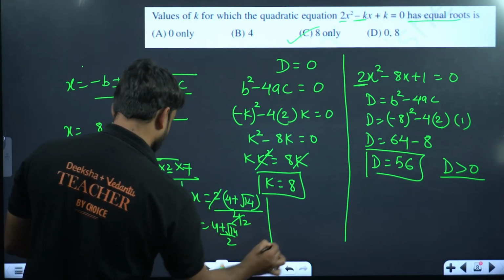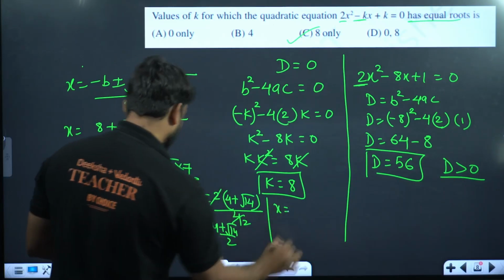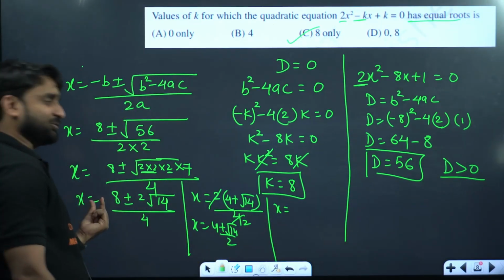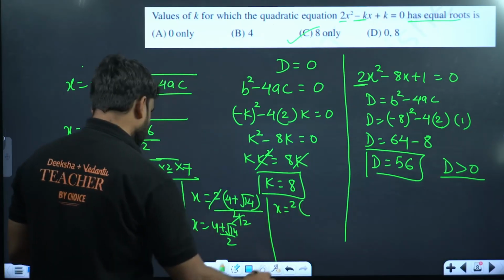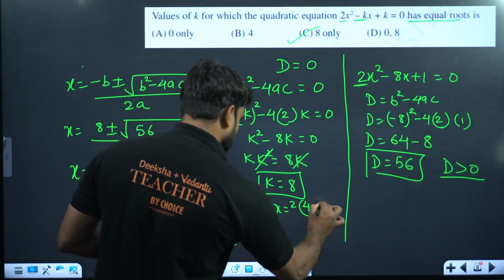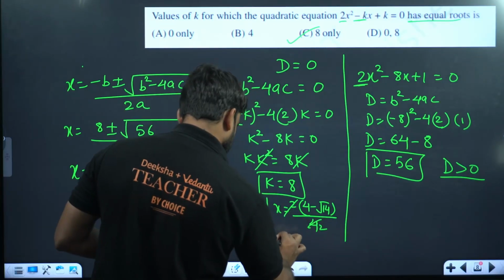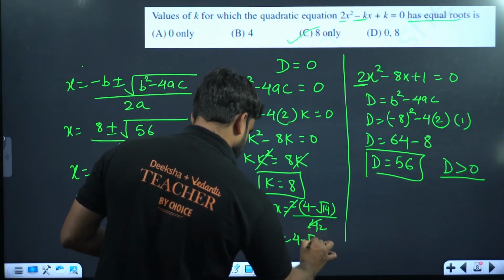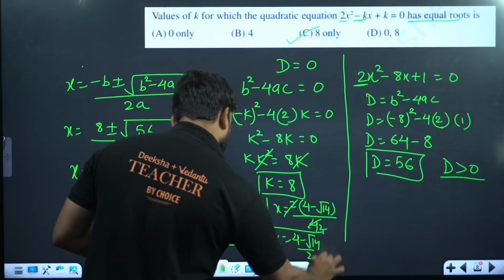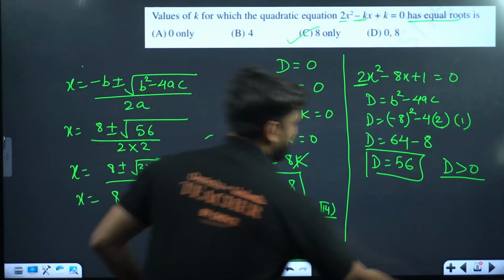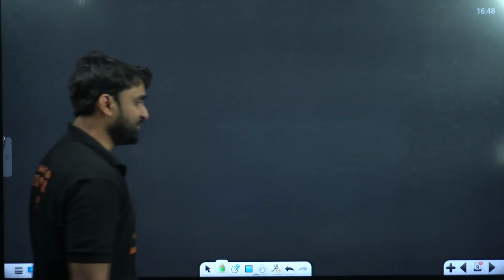Now take the negative sign. So the negative sign will be 8 minus 2 under root 14. 2 can be taken as common, so we get 4 minus root 14 divided by 4. Again it will cancel, so x will be equal to 4 minus under root 14 divided by 2. So two values we have, two solutions we have. So the answer is there. Moving to the next. Very good. Okay, so this is all about it, champion.